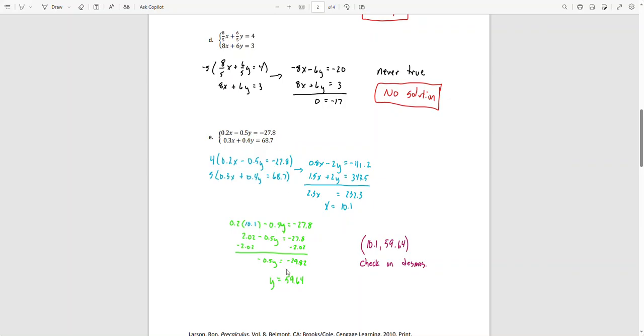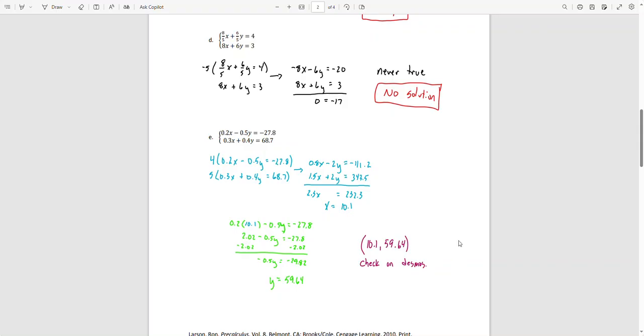10.1 times 0.2 is 2.02, minus 0.5y equals negative 27.8. If I subtract 2.02 from both sides, I'll get negative 0.5y equals negative 29.82. And when I divide, I'll end up with y equals 59.64. We could check this one on Desmos if we would like to, mostly because I didn't want to write down all the decimals to check it right here. Yeah, I'm going to claim lazy on this one, but don't worry, I've got the next one.